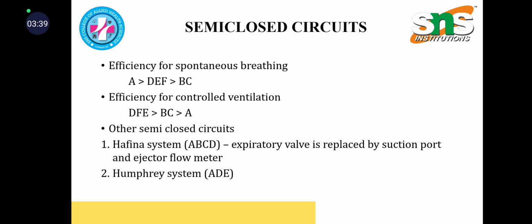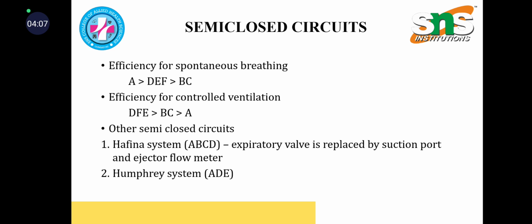Next, we are going to see about the efficiencies of the semi-closed circuits. So basically we have seen about A, B, C, D, E, F circuits. For easy clarity, we are dividing them into 3 groups. A is group 1, and B and C come under group 2. D, E, F come under group 3.